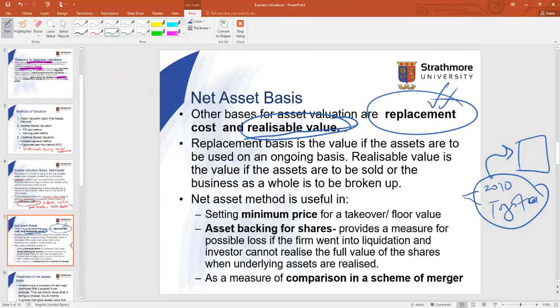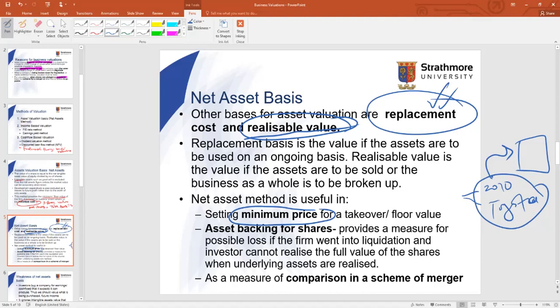The NAV generally, as mentioned, sets the floor value, the minimum value that as a business you are willing to accept. In case the person gives a lower value than that, then you don't consider it. Then asset backing for shares: in the case of collateral, I think we mentioned, you want to use your assets as security, for example.